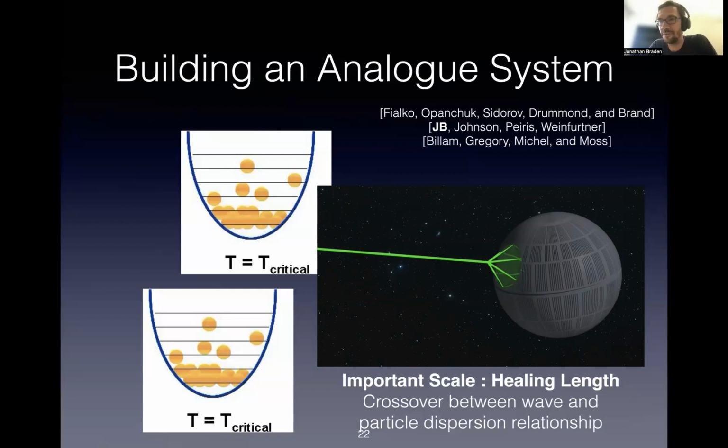So for those of you who are not familiar with BECs, there's a very important scale in these systems, which is called the healing length. And this is basically the length scale where the dispersion relationship for linear fluctuations goes from being a wave-like relationship, so linear, to being a particle-like dispersion relationship, so it's quadratic in wave number. Okay. And because we want relativistic fields, we're really interested in the limit that we're looking at length scales much larger than the healing length.